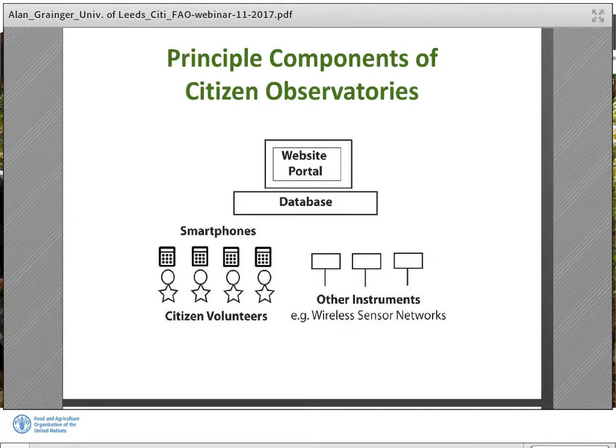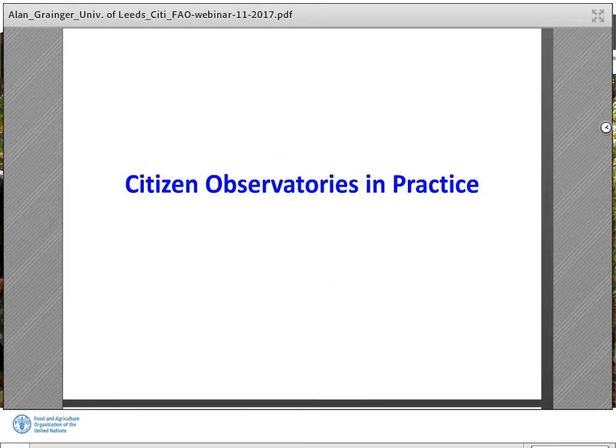Citizen observatories have five principal components: citizen volunteers, smartphones, other instruments for collecting data, databases, and website portals for inputting data and disseminating information. Citizen observatory operations can be illustrated by five pilot projects funded by the European Commission in 2012.